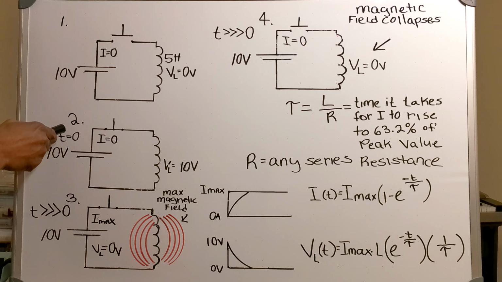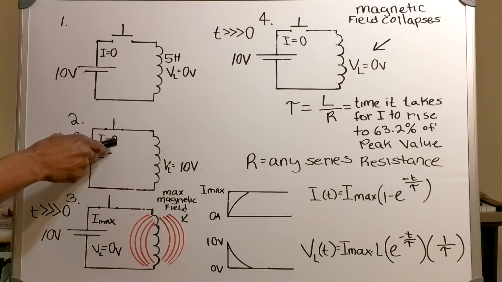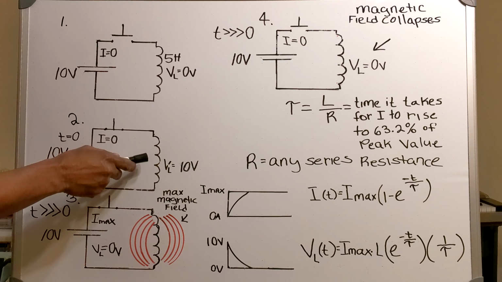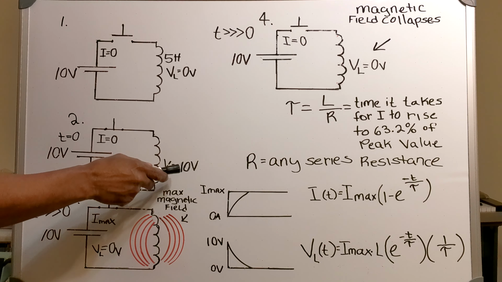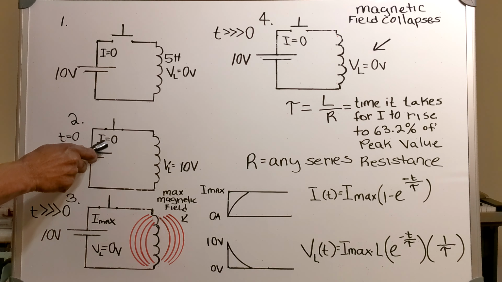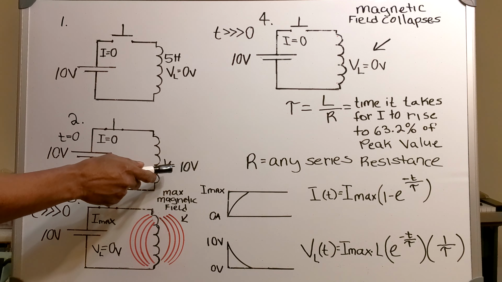Diagram number 2. The time is t equals 0. The switch is closed. The current is 0 amps. The output, however, across the inductor is now 10 volts. So we have 0 current, and on the output we have 10 volts.